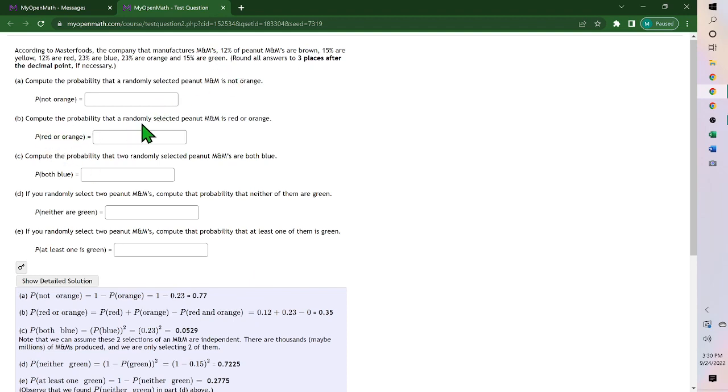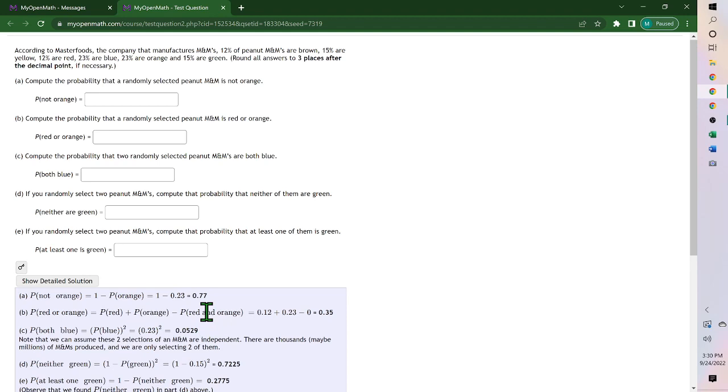Compute the probability that a randomly selected M&M is red or orange. Now when you have an or, you take the probability of the one plus the probability of the other one and then subtract the probability of both of them. So the formula here: the probability of red or orange is the probability of red plus the probability of orange minus the probability of red and orange.